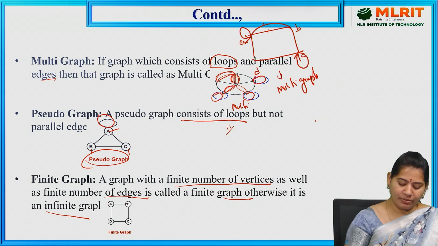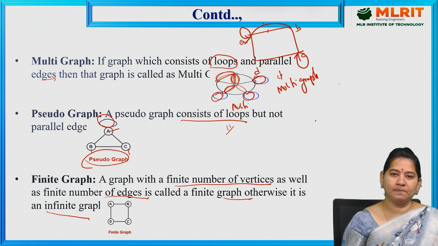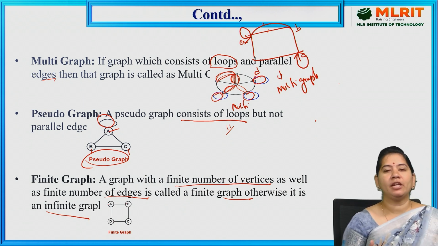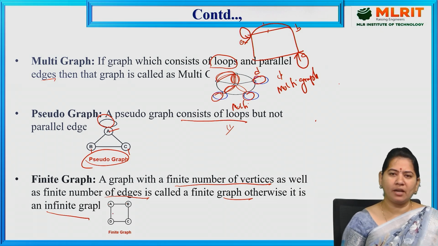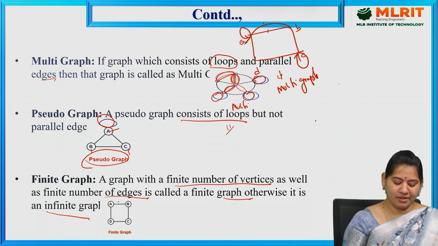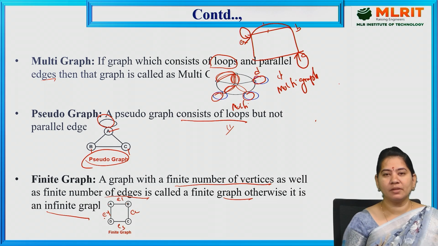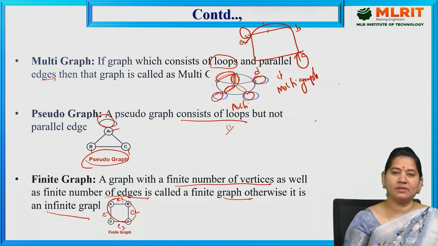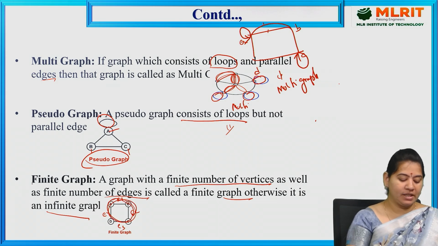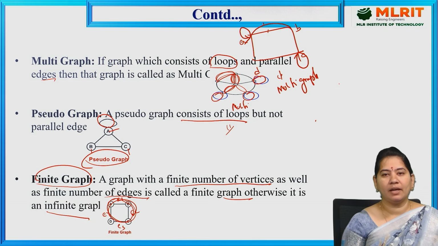So finite number of vertices: A, B, C, D. Finite means what? Which we are able to count. So we have a finite number of vertices only, those are A, B, C, D. And if you observe the edges, we have E1, E2, E3, E4. So we have a finite number of edges. As we have a finite number of vertices and a finite number of edges, we can say this graph is called a finite graph.